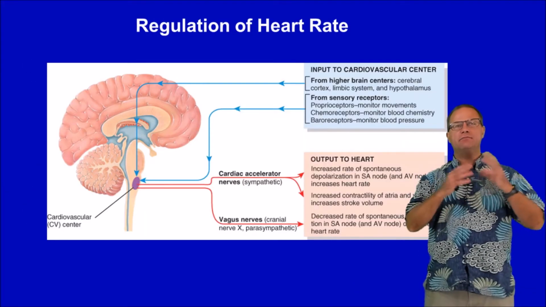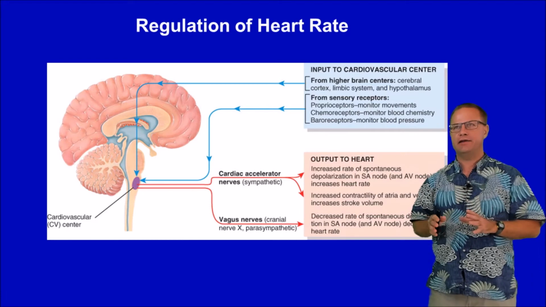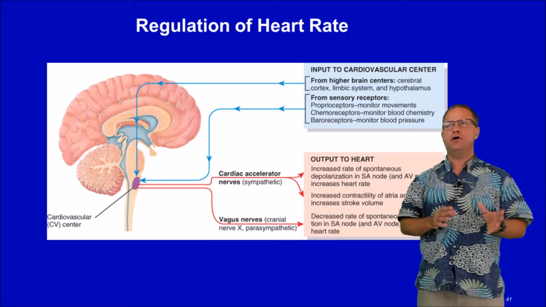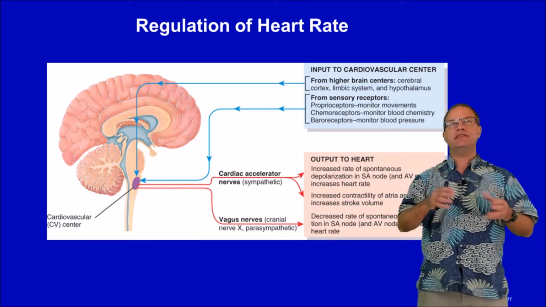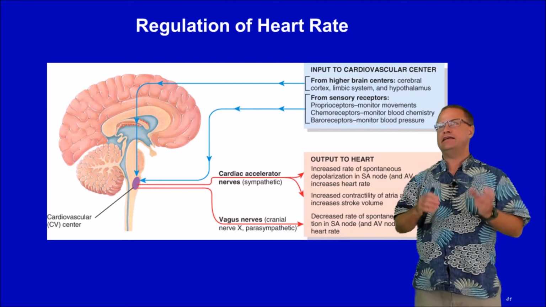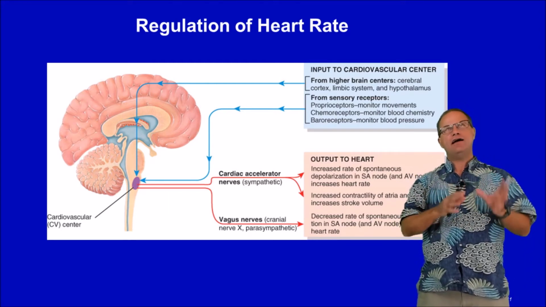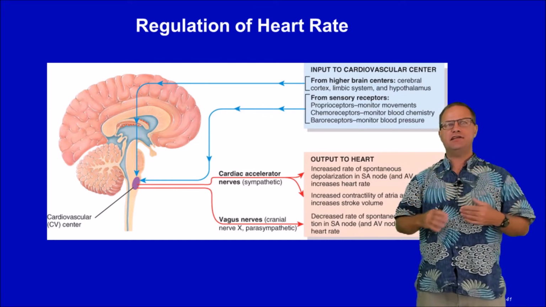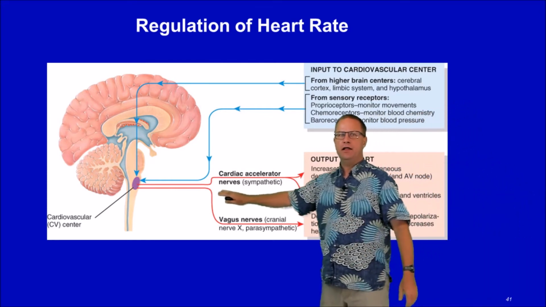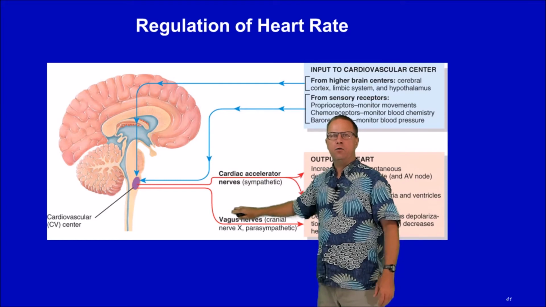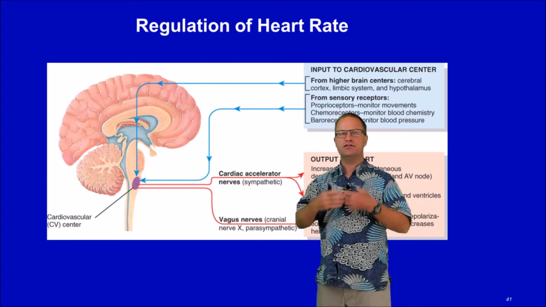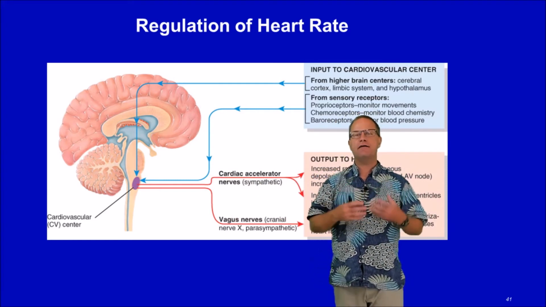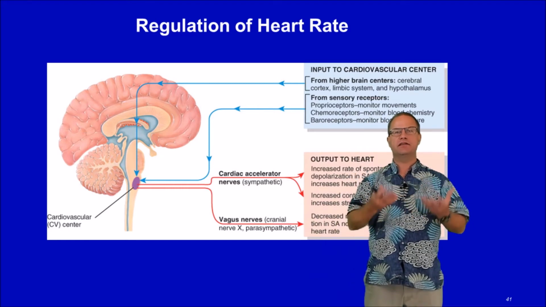Okay, now we're going to go back and mention some things about regulation of heart rate. We said before that the SA node is the pacemaker, and normally that pacemaker is firing off at around 90 to 100 beats per minute. However, our heart is not normally beating that fast if we're at rest. And the reason is we have nerves that are coming from our brain that are regulating the heart rate. We have nerves like the vagus nerve, which is slowing the heart down, but we also have cardiac accelerator nerves, which are speeding the heart up.